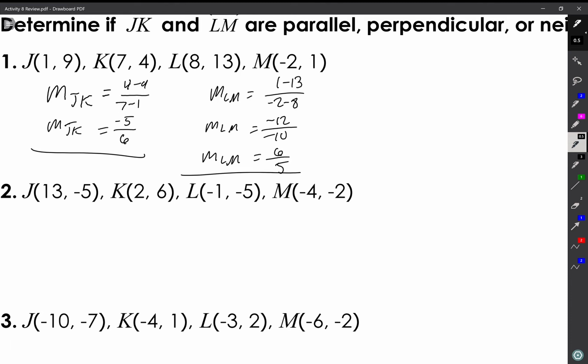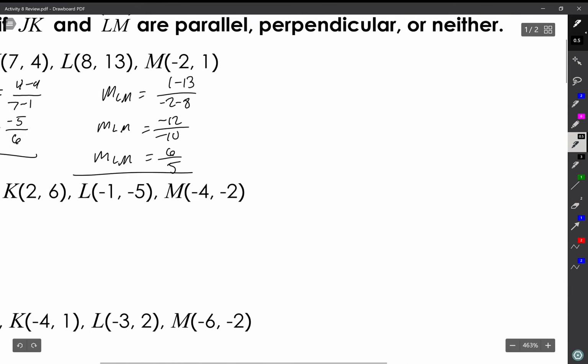Okay, so JK has the slope of -5 over 6. LM has the slope of 6 over 5. Those are opposite reciprocals to each other, and they also multiply together to get -1, which both tell us that they are indeed perpendicular. So answer number 1 is perpendicular.